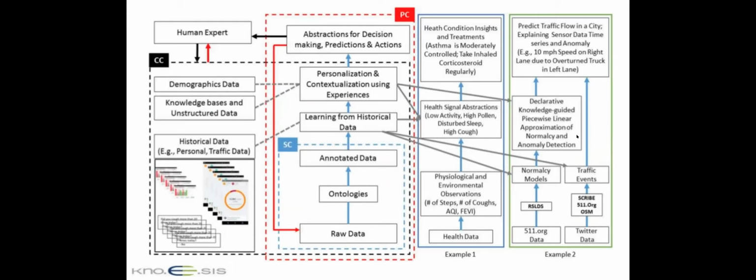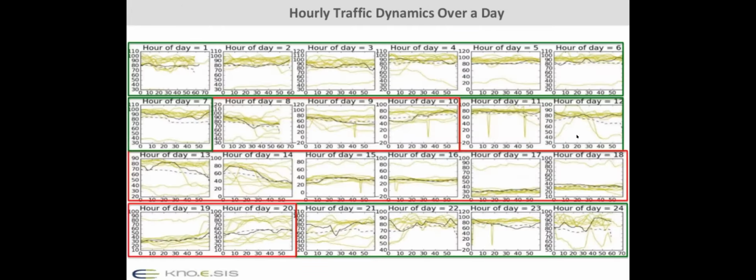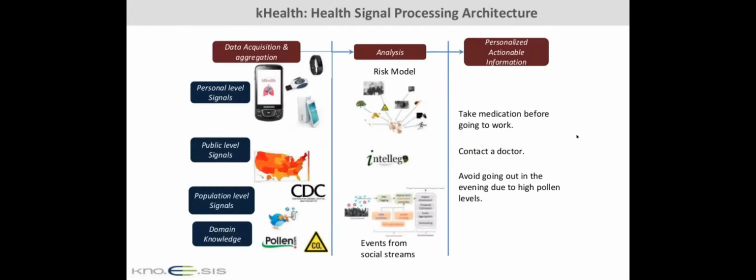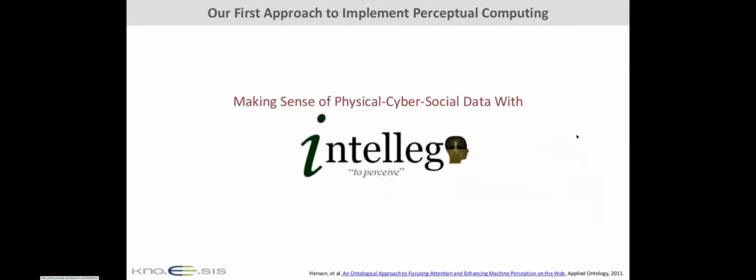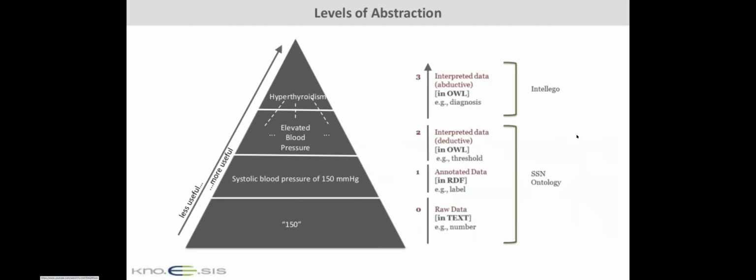No, so let me explain in the simplest terms first and then go to the next level. You may remember the pyramid slide. Here is a very simple slide, okay? What is happening in this slide is that there is a sensor. The other day in my class, I showed a blood pressure meter, a sensor. And it gives you some number, 150. That's data. Then we say it's a systolic blood pressure of 150 mmHg, that is information.